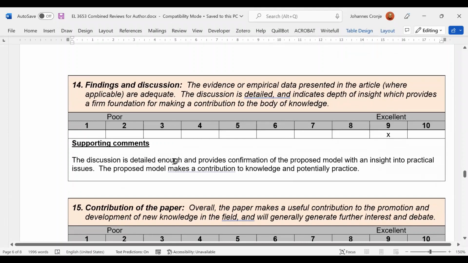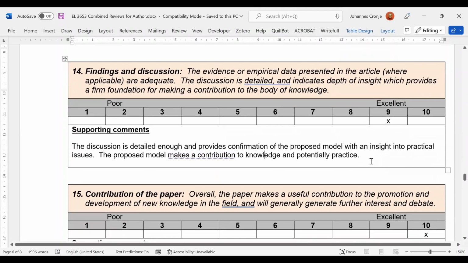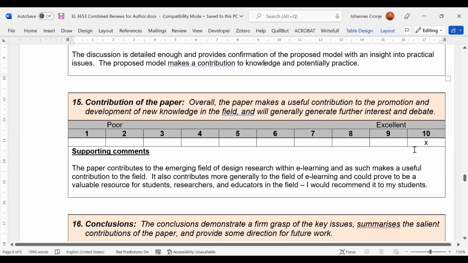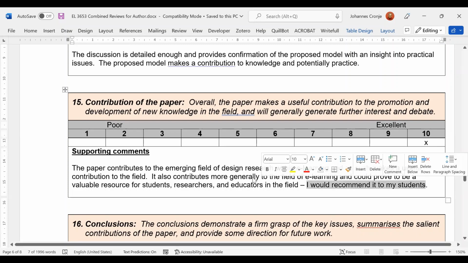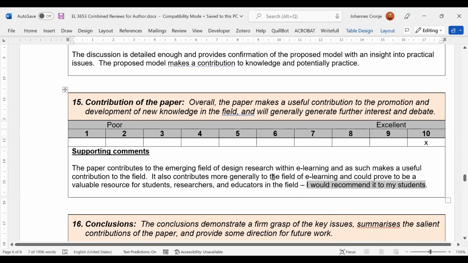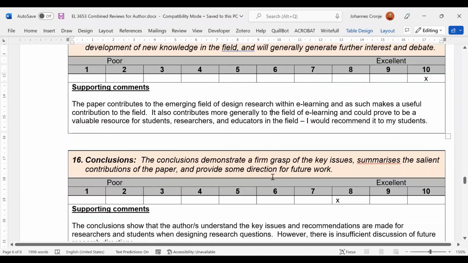Then we look at the findings. This is detailed enough, and it makes a contribution, and it gives me an excellent. And then I get full marks for the contribution of the paper. And this is what I really like. I would recommend it to my students. So those of you who are going to review papers, if you are enthusiastic about a paper, then say things like that, because it's really useful.